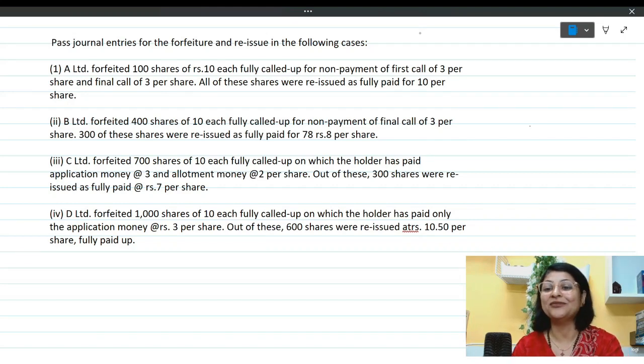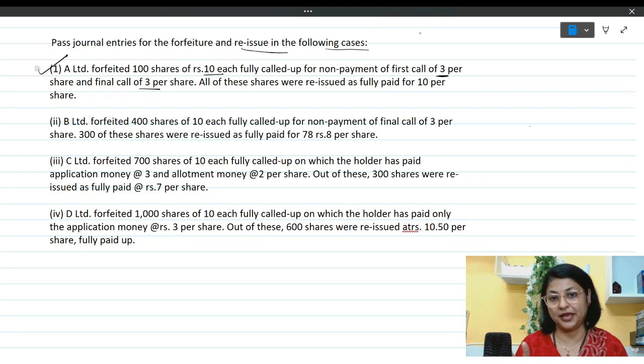Let's get started. So the question says: pass journal entries for forfeiture and reissue in the following cases. Case number 1 is being given to us: A Limited forfeited 100 shares of rupees 10 each, fully called up, for non-payment of first call of rupees 3 per share and final call of rupees 3 per share. Means two calls are not being paid by the shareholder, that is rupees 3 per share and rupees 3 per share. Means a total of 6 rupees is not being paid by the shareholder, means the shareholder has paid rupees 4.